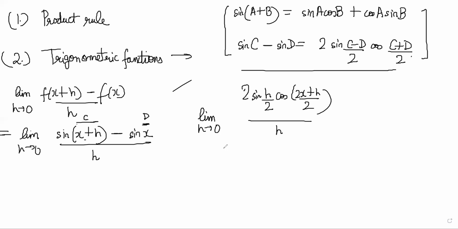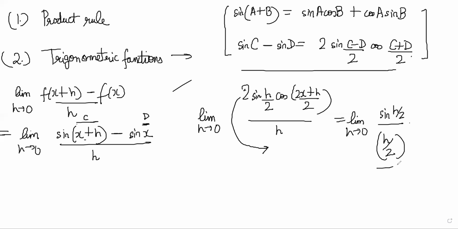Correct. Yes, sir. This is my expression right now. Okay, so what do I do now? See, the part here that is annoying is the part that contains sine h by 2 divided by h by 2. You can bring this 2 down, no? And write it like this. Yes, sir.